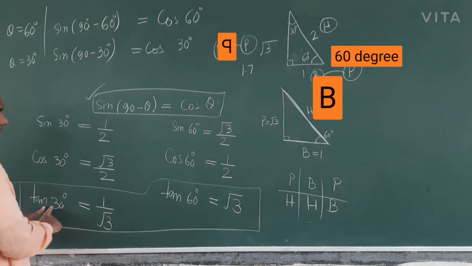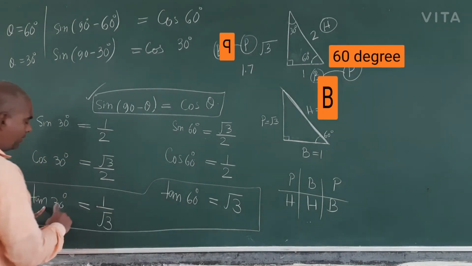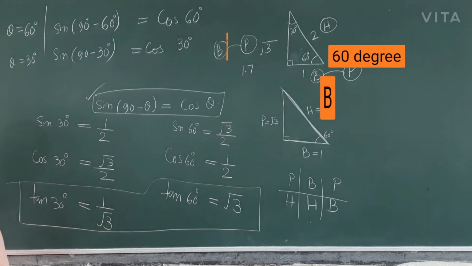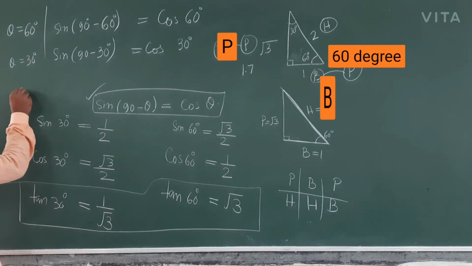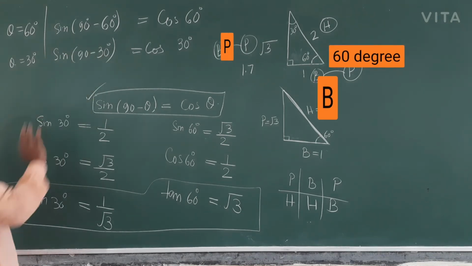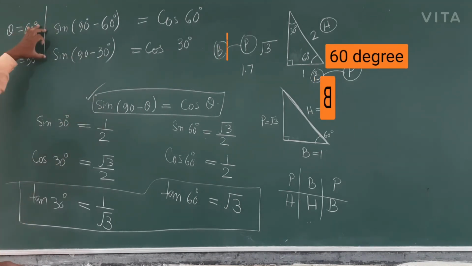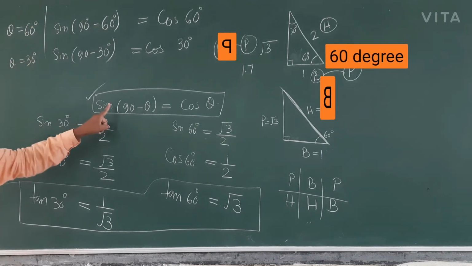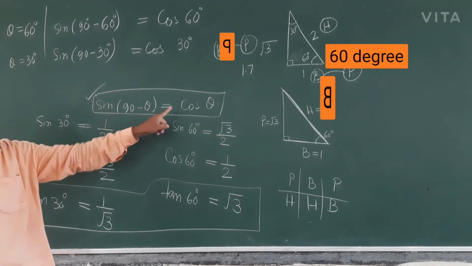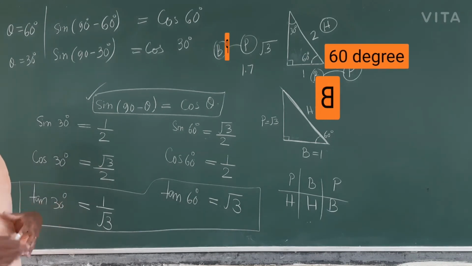And for tan with 60 and 30, we have another formula for the tan. Okay, have you noted? This means there is no need to learn this one. You have to learn only this, sin 90 minus theta is equal to cos theta. And we have a technique. I will tell you.